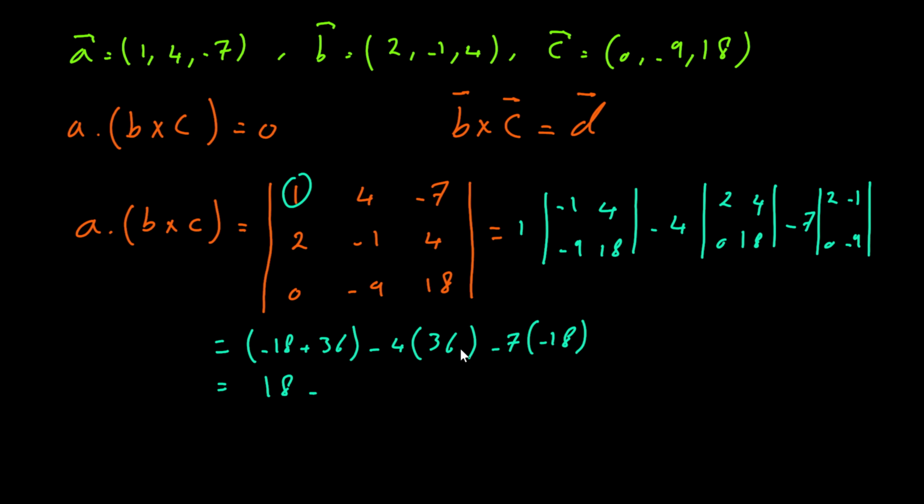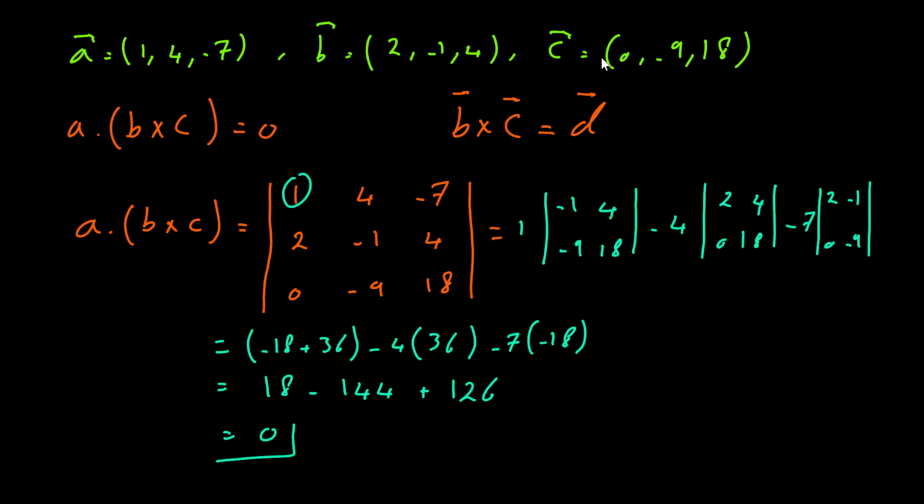So 4 times 36, 144, minus 7 multiplied by that, it becomes plus 7 times 18, 126, and 126 plus 18 is 144. 144 minus 144, so the result is 0, and that proves that the three vectors A, B, and C are coplanar.